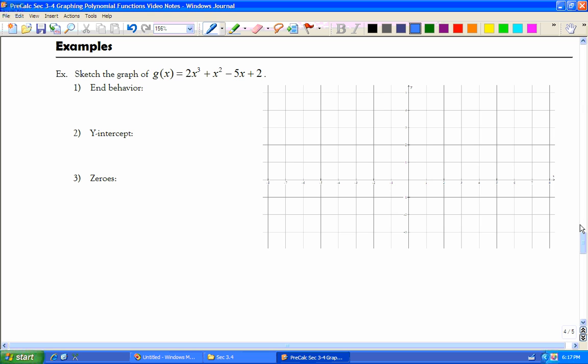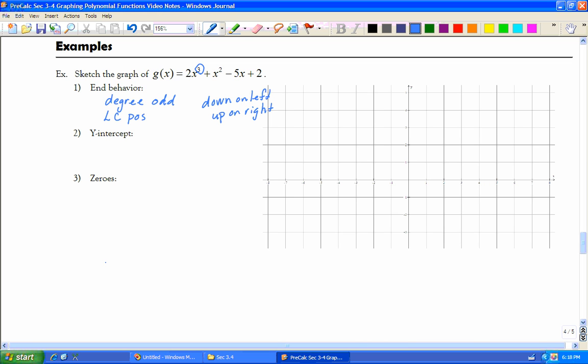And we want to sketch the graph of g of x is equal to 2x cubed plus x squared minus 5x plus 2. And let's start off with the end behavior. And if we take a look, we know that our degree is odd, because our degree is 3. And we know our leading coefficient is 2, which is positive. So based on that information, we know we're going to go down on the left, and we're going to be up on the right.